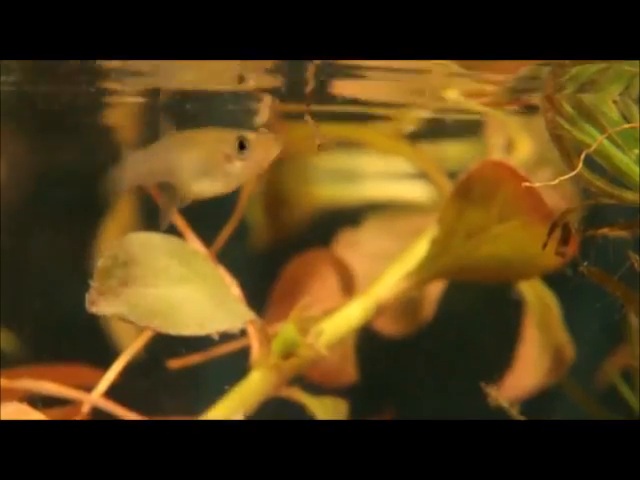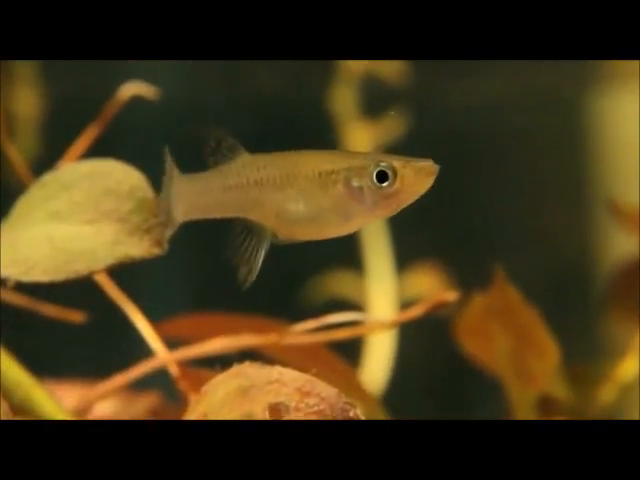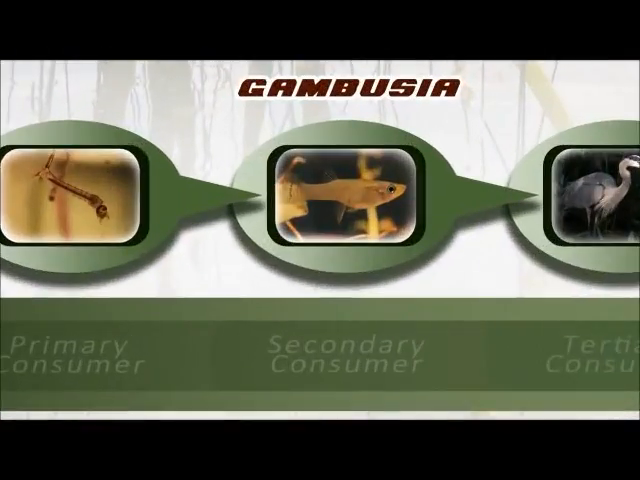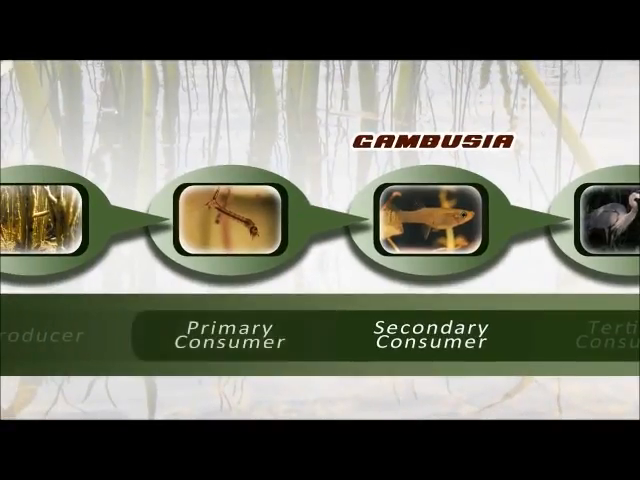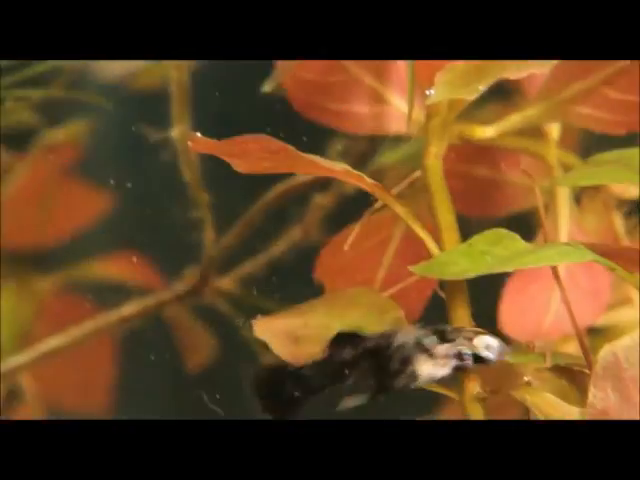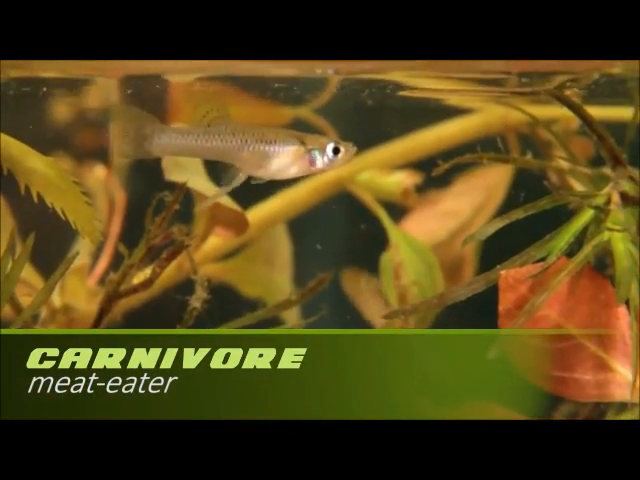This is why we also call him the mosquito fish. We'll stick him in the third link of our food chain. The gambusia is what we call a secondary consumer. Secondary consumers are animals that eat primary consumers. Because the gambusia mostly eats other animals, he can be classified as a carnivore.